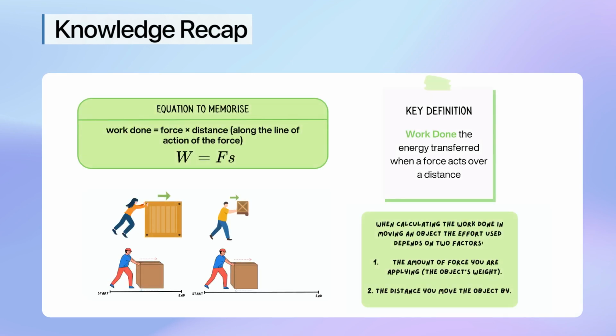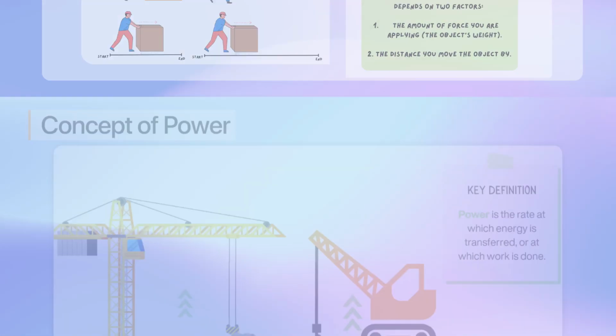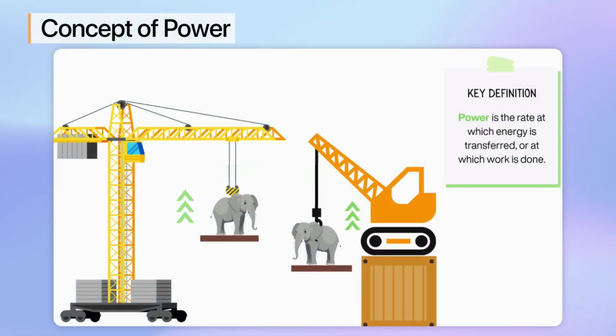So far, you are familiar with the concept of work done as a measure of the energy involved in moving something. Building on this foundation, we can now explore the concept of power. Understanding power will deepen our grasp of how efficiently energy is used to perform work, advancing our overall comprehension of physical processes. To start, let's try to grasp the concept of power in an intuitive way.